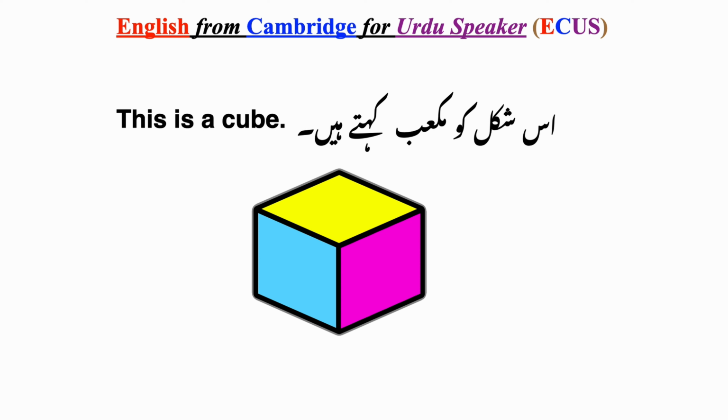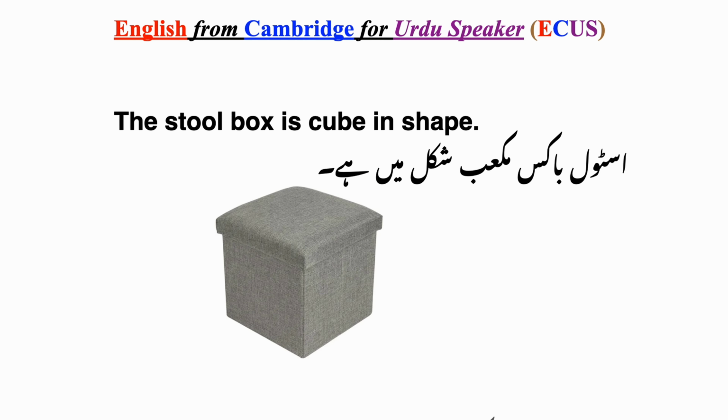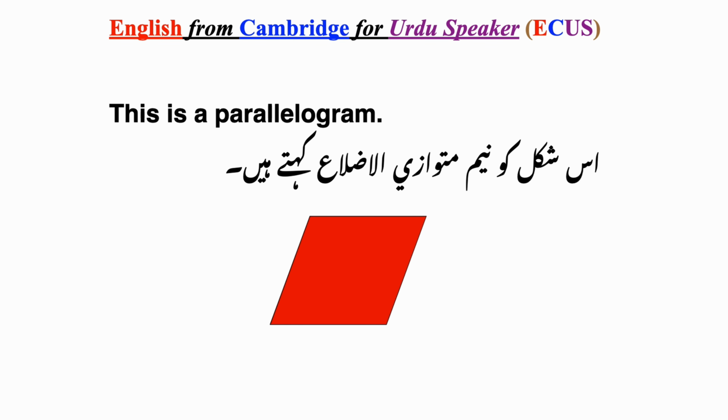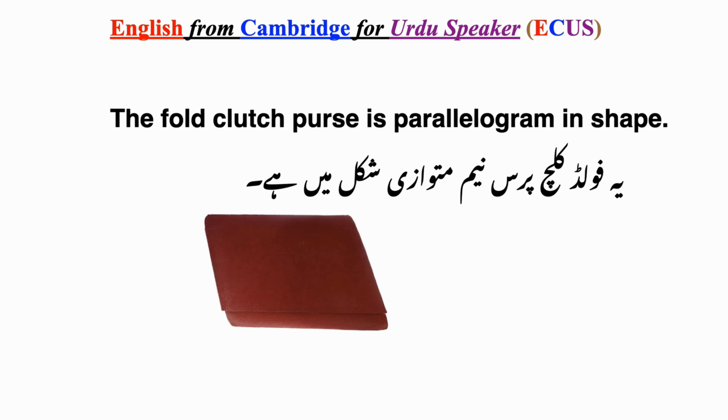This is a cube. The stool box is cube in shape. This is a parallelogram. The full clutch purse is parallelogram in shape.